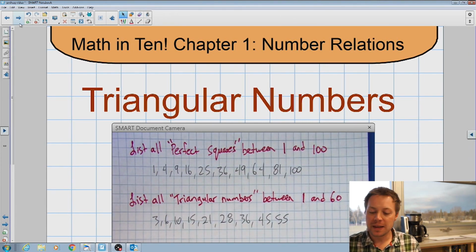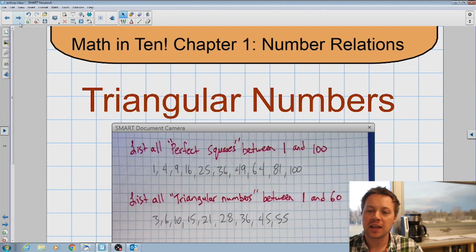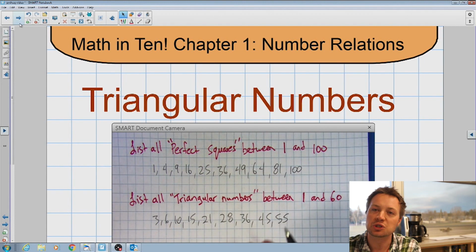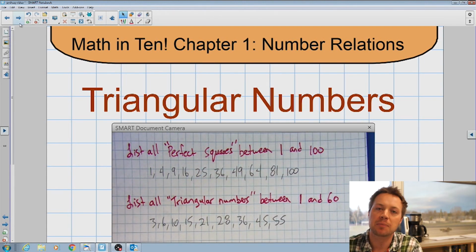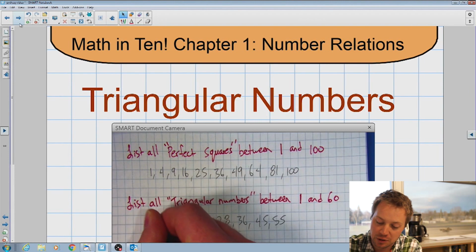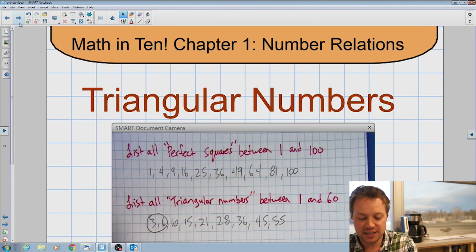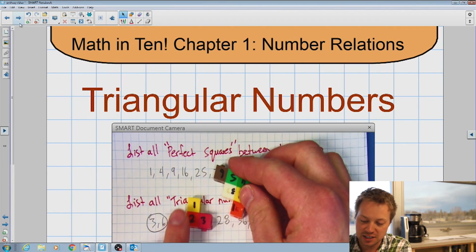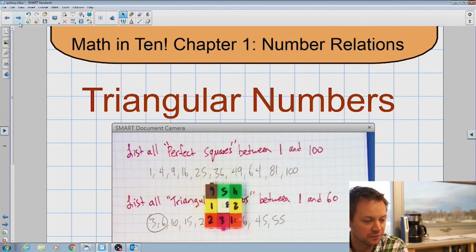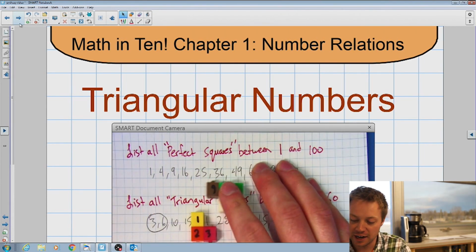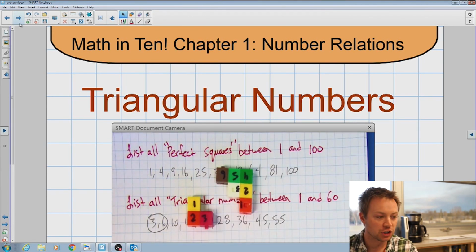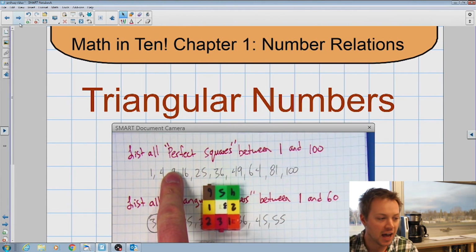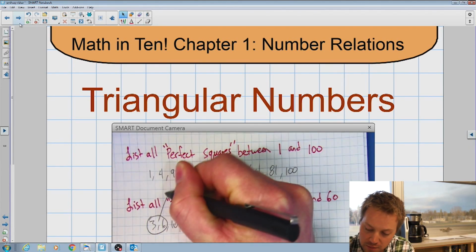What I want to prove to you is that if I take any 2 triangular numbers that are beside each other in this list, I can always make those 2 into a square number. Triangular numbers always combine to make a square number. Let me give you an example. If we use 3 and 6, here's my 3, here's my 6. And if I flip this 6 around, you see that they fit together and form a square. So the triangular number 3 combined with the triangular number 6 makes the square number 9.